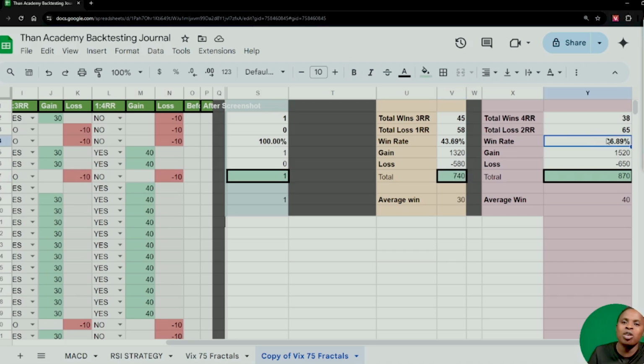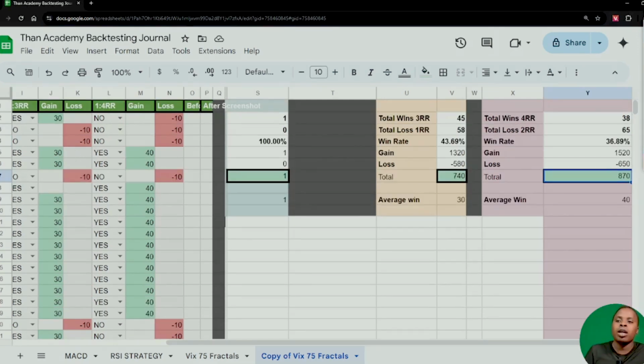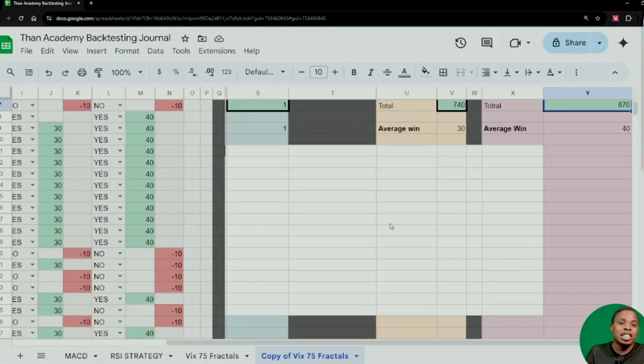But before, you can see also when I did 1 to 4 risk to reward ratio, you can see win rate 36%, 65 losses and 38 wins, also 870. So 1 to 4 risk to reward ratio made more money than 1 to 3 risk to reward ratio, right? Which means, I guess, the bigger you go with the risk to reward ratio, the less your win rate will be, but the more money you can make, but the more your emotions are going to be tested.